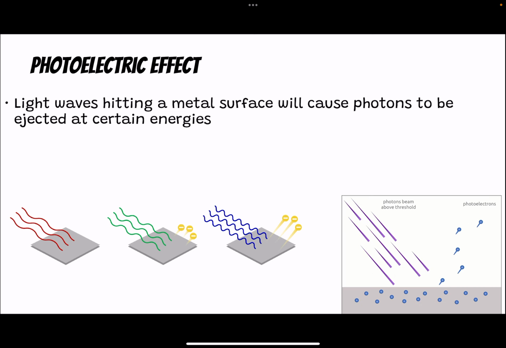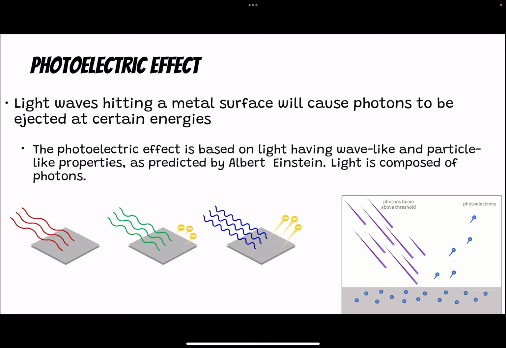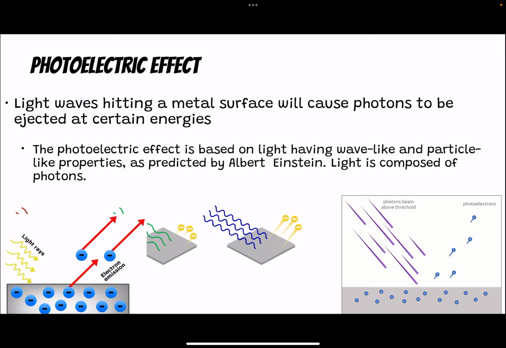So what the photoelectric effect stated is that when light waves hit a metal surface, it will cause photons to be ejected at certain energies. You can see this GIF right here. You've got the waves hitting, and then you see the photons being ejected. You can also see them as photoelectrons. Depending on the wavelength that hits, the photon will have a certain energy to it. There you go, again emitting those photons.